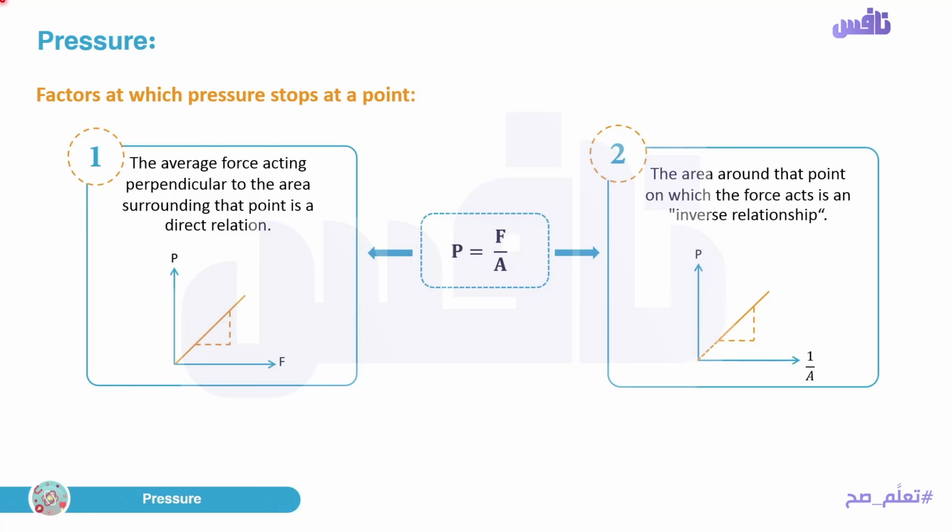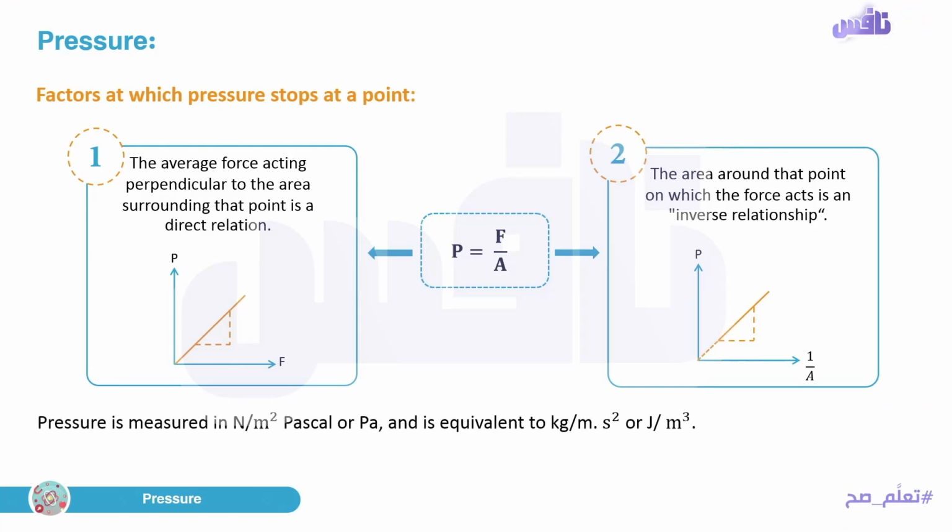As you can see, the two graphs are between P and the force, and P and 1 over A. Therefore we can say pressure is measured in Newton per meter square, which is the Pascal, or equivalent to kilogram per meter second square and also joule per meter cube. So we have talked about the units.